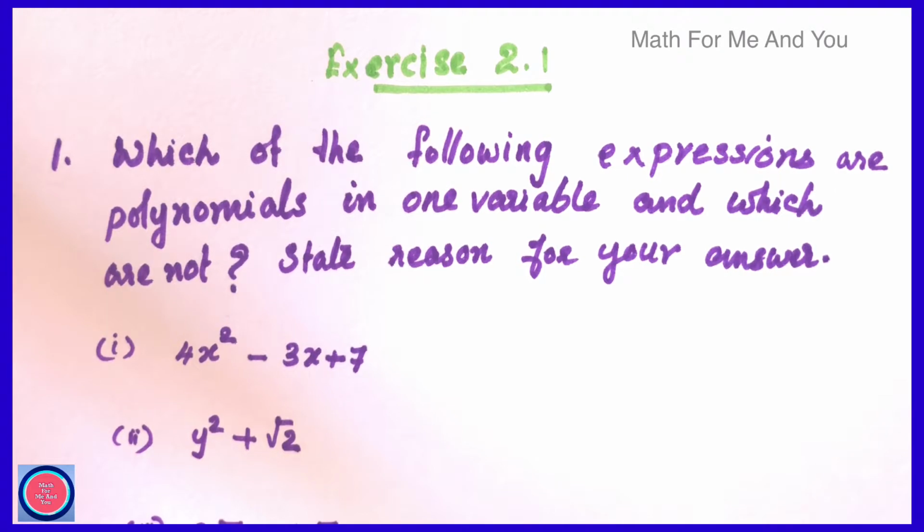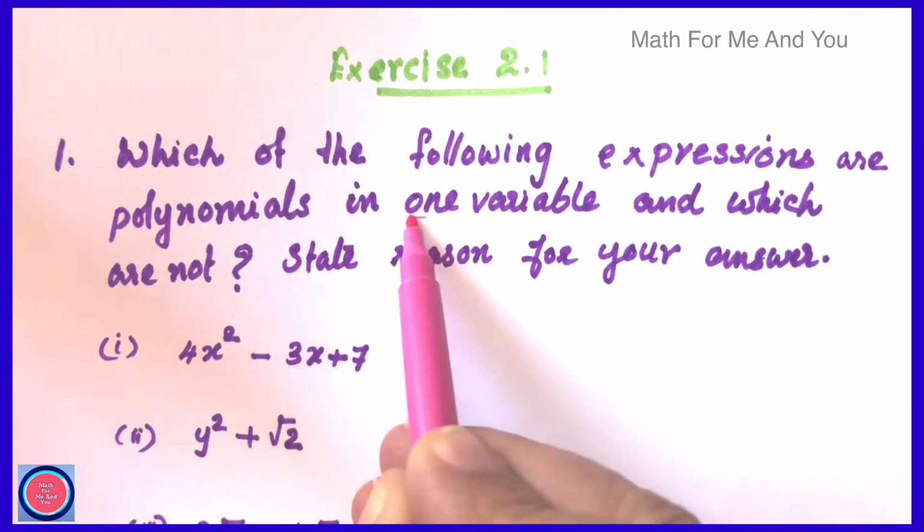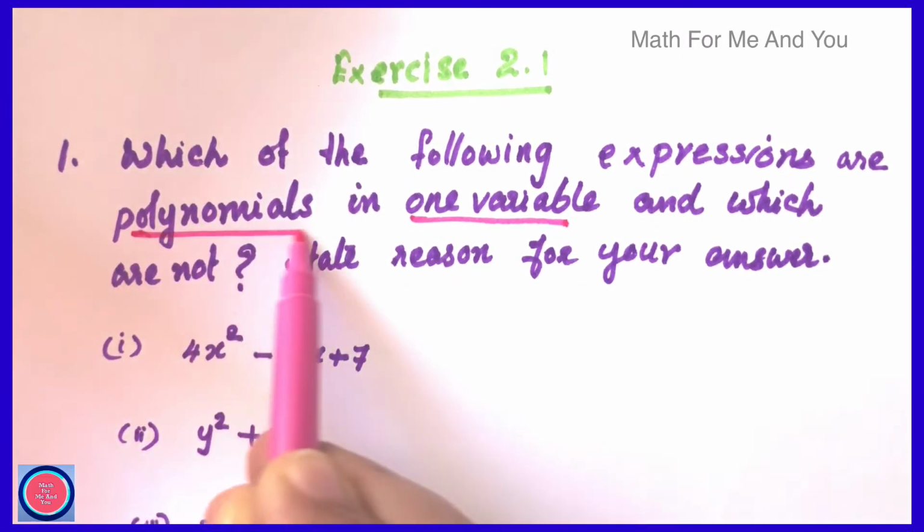Here we are explaining exercise 2.1. The question is, which of the following expressions are polynomials in one variable and which are not? State reason for your answer. So we have to look at the expressions which are polynomials and not polynomials. In one variable means only one letter.